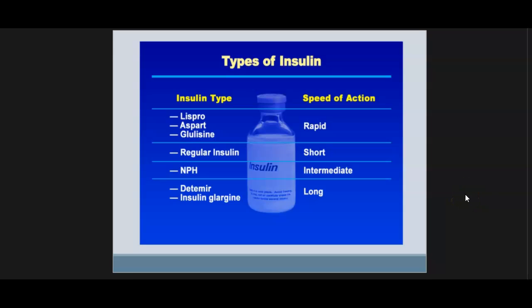Okay, so insulin, basically there's just insulin, but they have these different speeds of action. So there's rapid insulin, short-acting, intermediate, and long-acting insulin. And then you can see the corresponding names here. So a rapid insulin would be Lispro, Aspart, or Glulisine. Then there's regular insulin, which is pretty short-acting, so in its natural state, I suppose it's just short-acting. Intermediate is NPH, and then we have Detemir and insulin glargine.